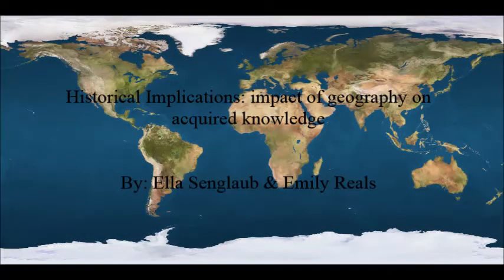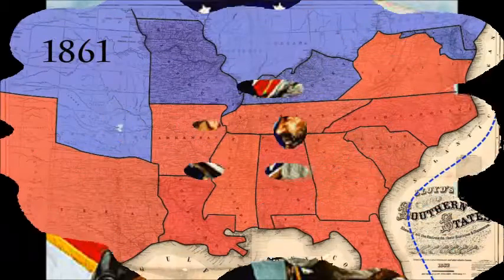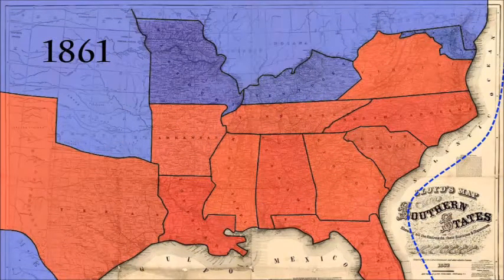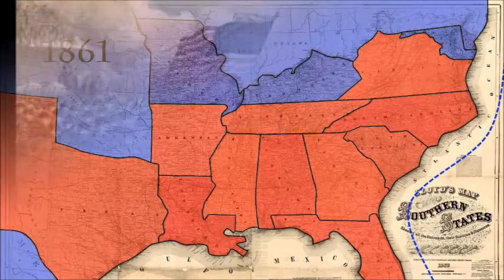Historical implications, impact of geography on acquired knowledge. The American Civil War has been and continues to be a contentious issue of debate within the United States. The American Civil War can, in simplistic terms, be defined as a war between the northern and southern states of the United States of America.